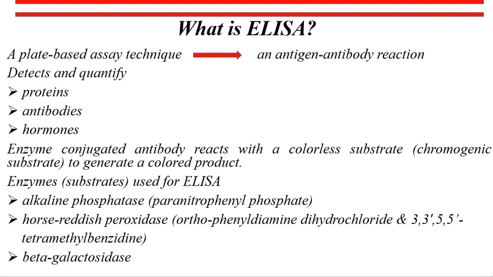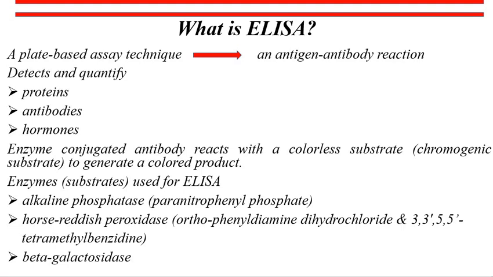ELISA, or enzyme-linked immunosorbent assay, is a plate-based assay technique which involves an antigen-antibody interaction. It detects and quantifies proteins, antibodies and hormones. An enzyme-conjugated antibody reacts with a colorless substrate, a chromogenic substrate, to generate a colored product.